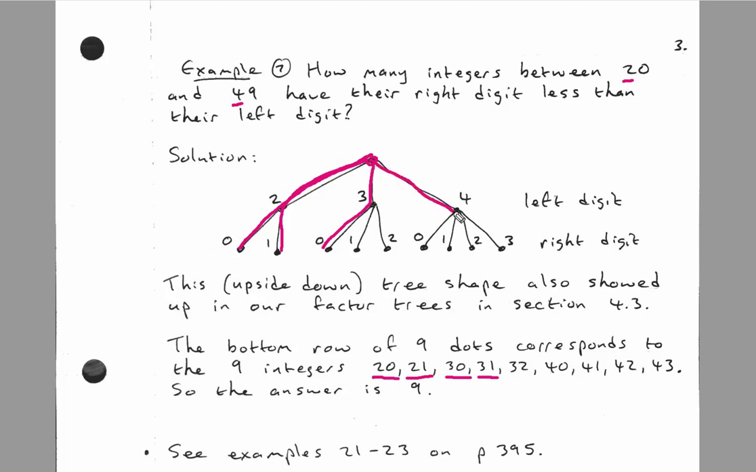Going this way, that's 4 for the left and 3 for the right, so 43. This kind of tree structure is very useful. We used it when we were factoring in section 4.3. So the answer here is 9 ways, or there are 9 integers with this property.